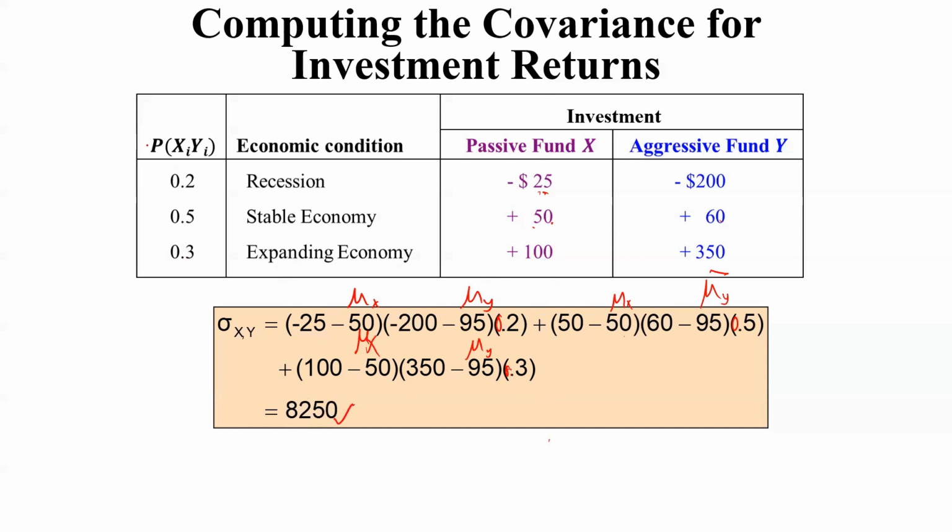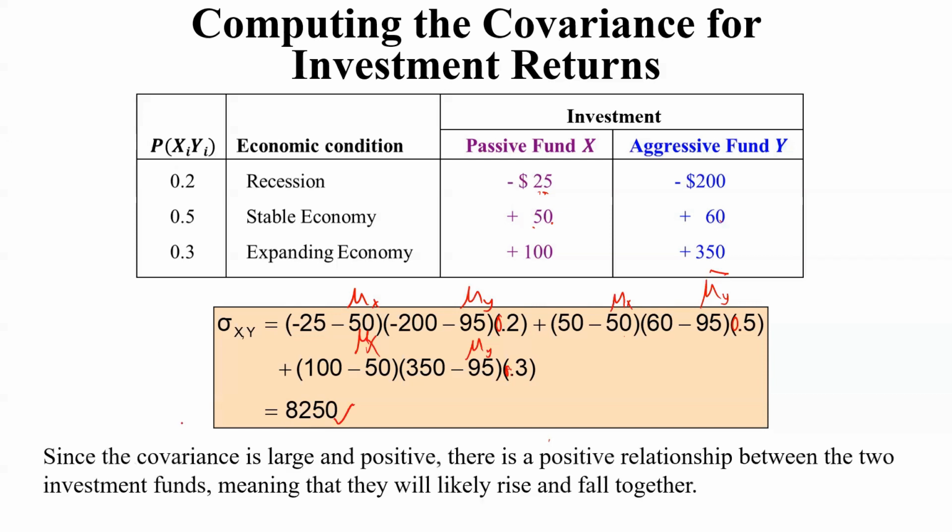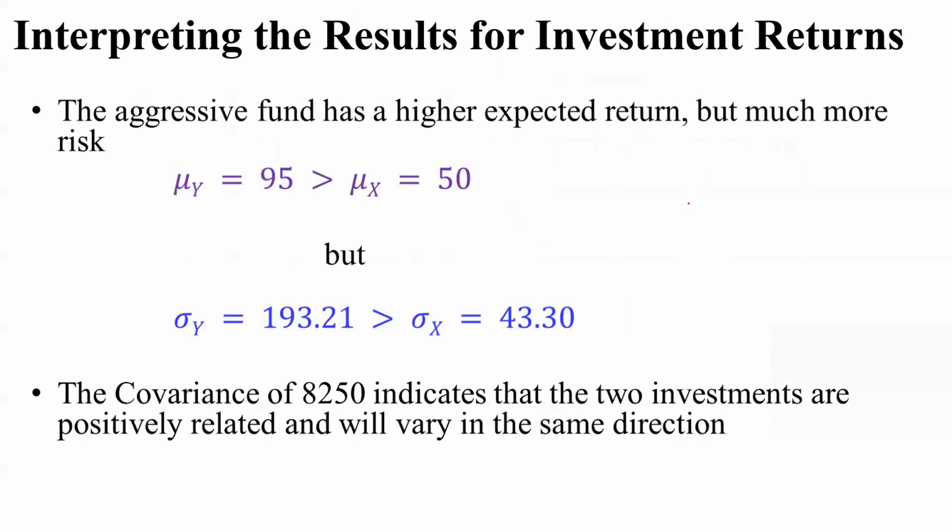Now you see that this is a positive value, 8250, and we can interpret based on this value. We have that the covariance is large and positive, so it means a positive relationship between the two investment funds. That means the two investment funds rise together and fall together at the same time.